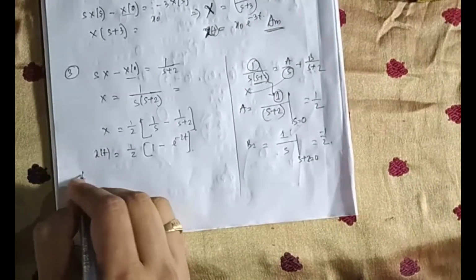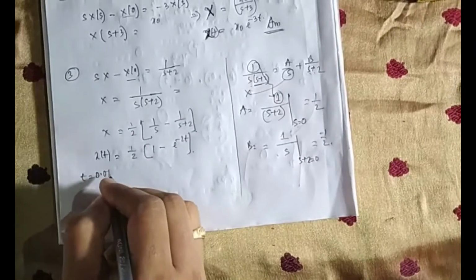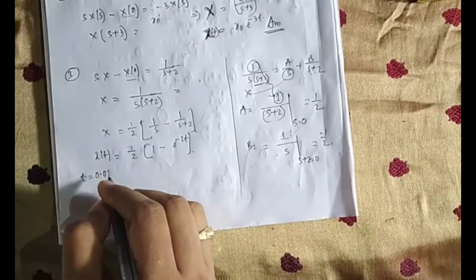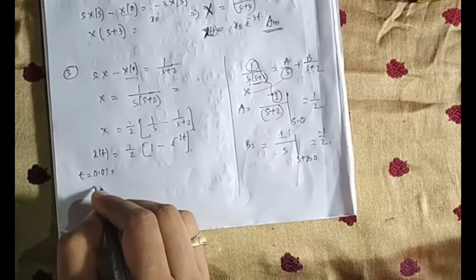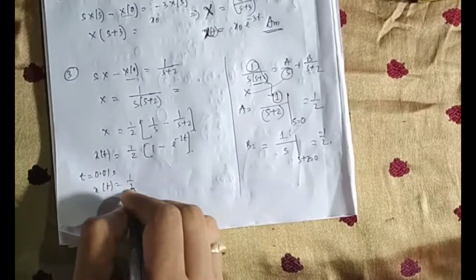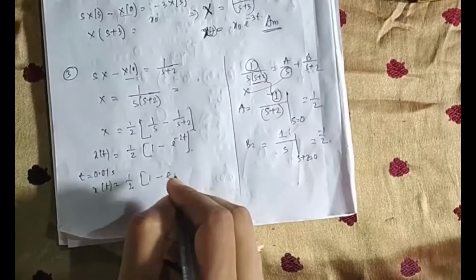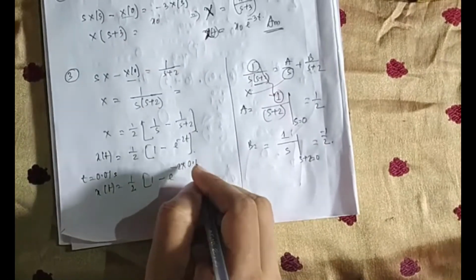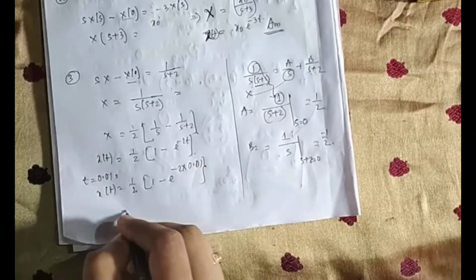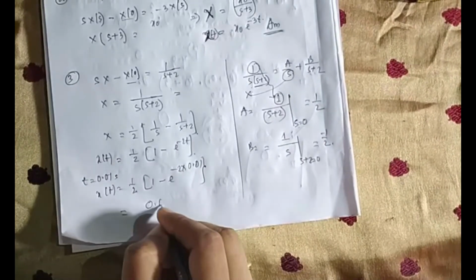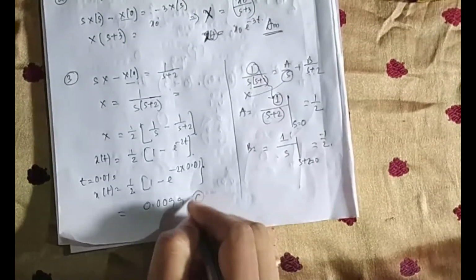So what they asked you to find at t equal to 0.01. If we apply here, x(t) will be half into 1 minus e to the power minus 2 into 0.01. If you solve it in a calculator, you will get 0.0099. That is your option C.